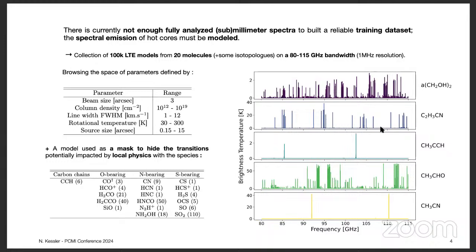So we can model quite different types of environments. Also, as hot cores have very multi-physical processes ongoing, such as outflows and inflows, they can affect the morphology of the lines a lot. So we made the choice to hide some transitions that can be impacted by such local physics, and so we do not have to do non-LTE modeling.